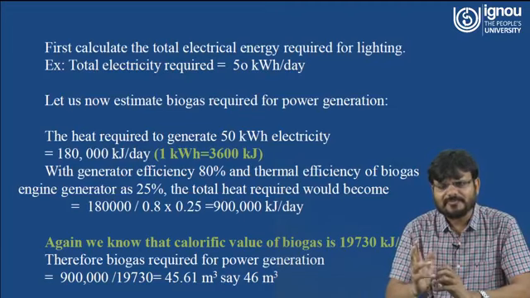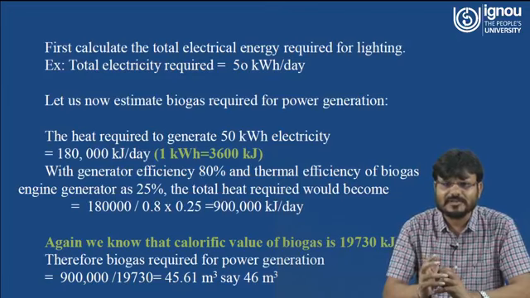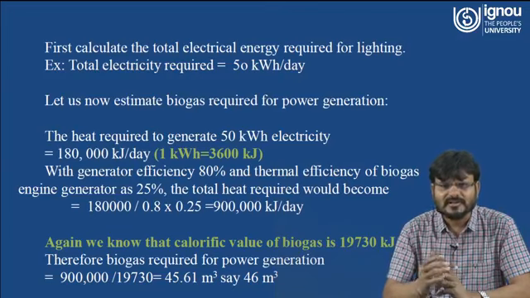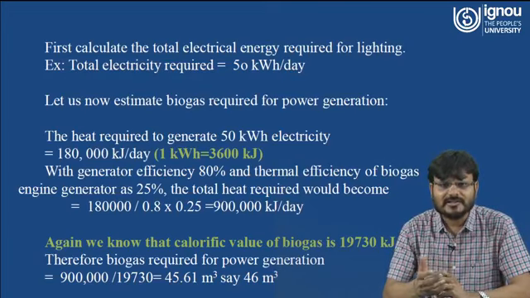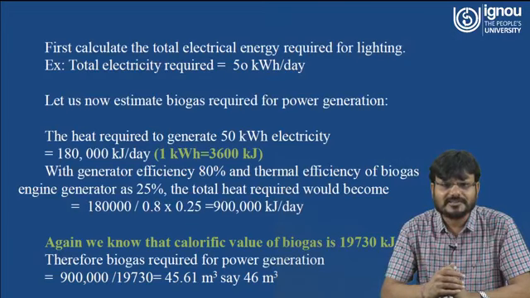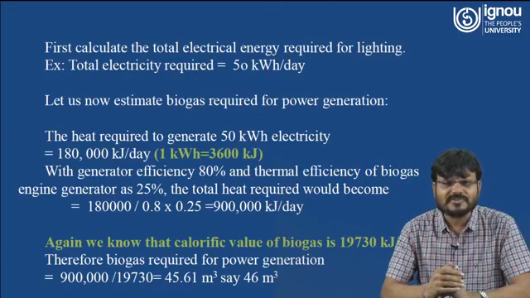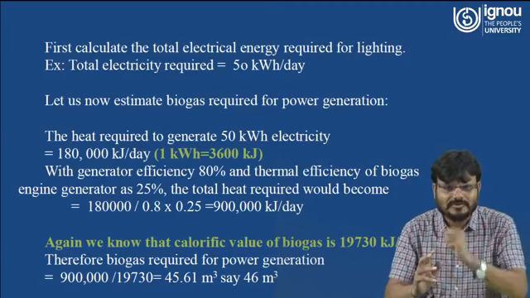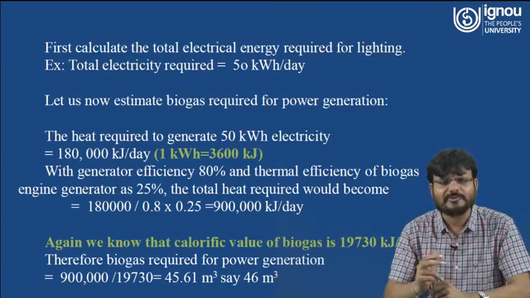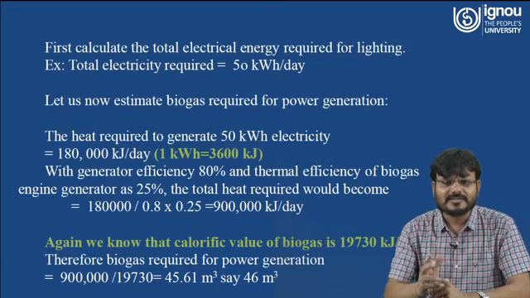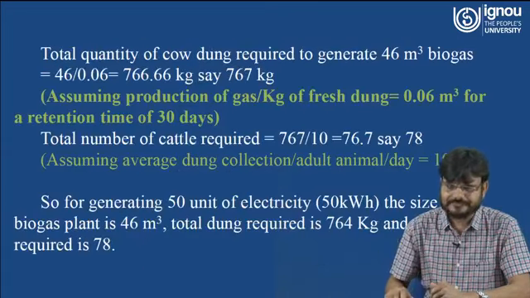That means if the size of the biogas plant is 1 cubic meter, it will generate 19,730 kilojoules. Now you have to generate 900,000 kilojoules per day. So you divide 900,000 by 19,730, which comes to nearly 45.6 cubic meters. It can be rounded off to 46 cubic meters. That means if you want to generate 50 units of electrical energy per day, you need to design a biogas plant of 46 cubic meters.